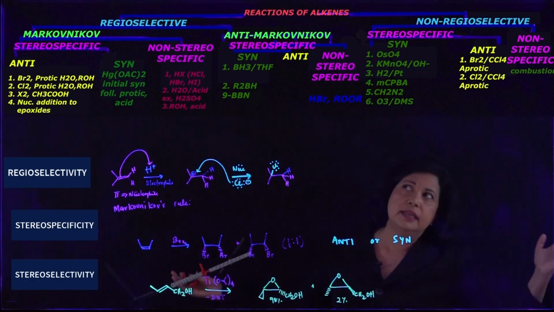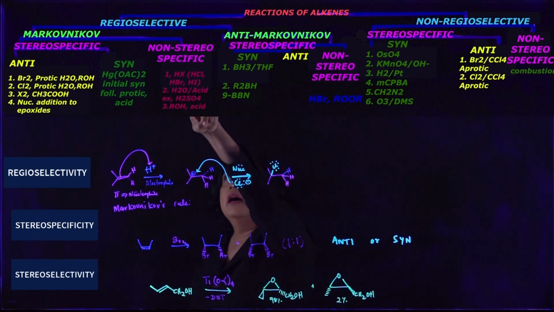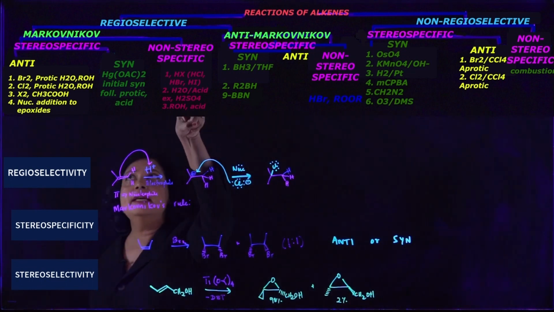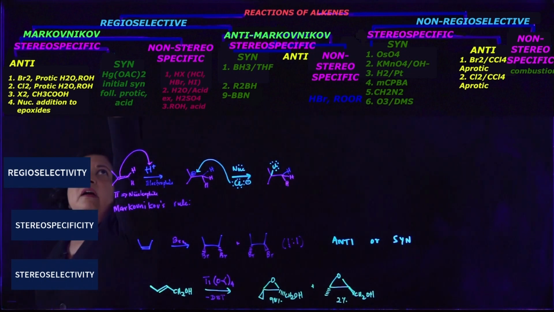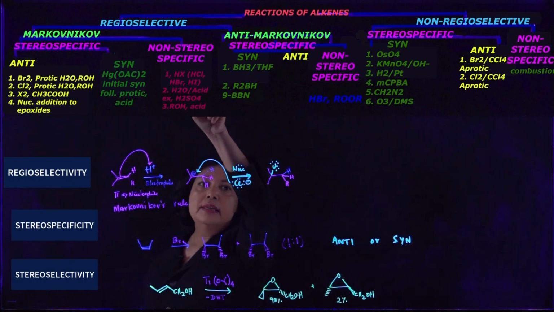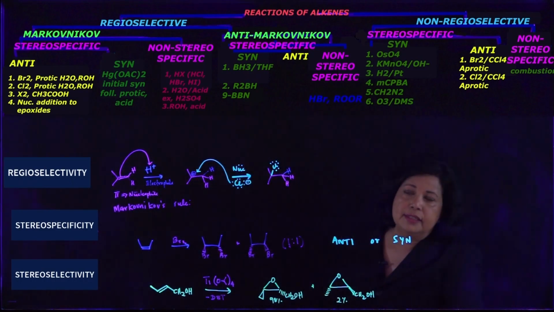And let's get started with the non-stereospecific Markovnikov regioselective reactions, which are hydrohalogenations of alkenes.